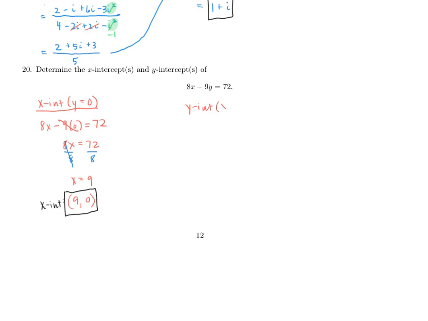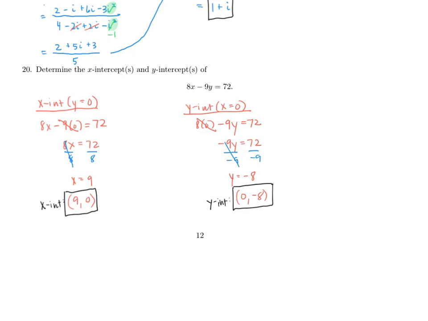Y-intercept. x is 0 now. So 8 times 0 minus 9y is equal to 72. So that's 0. So now we have negative 9y equals 72. Divide both sides by negative 9. So you get y equals negative 8. So your y-intercept is 0, negative 8. Again, make sure you write it as an ordered pair, or you're not giving the intercept. And that's all there is to that.